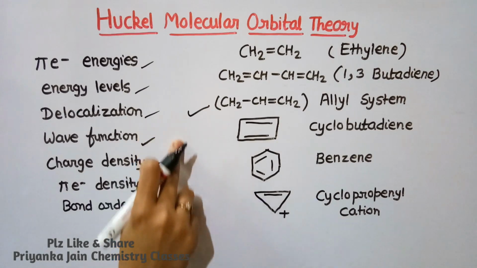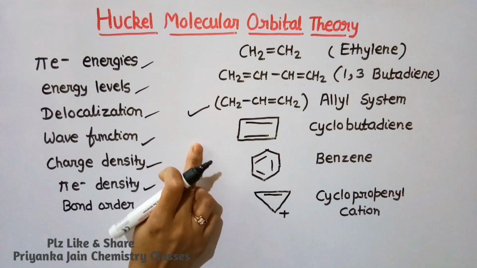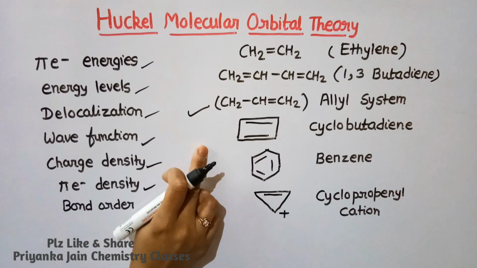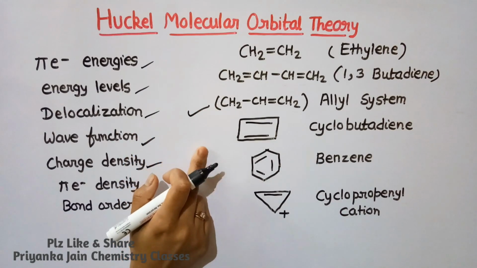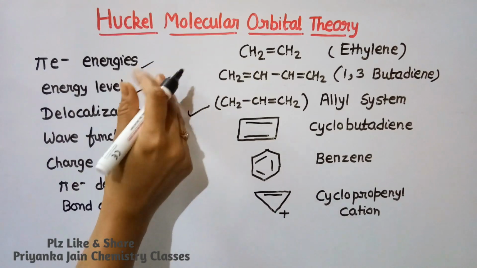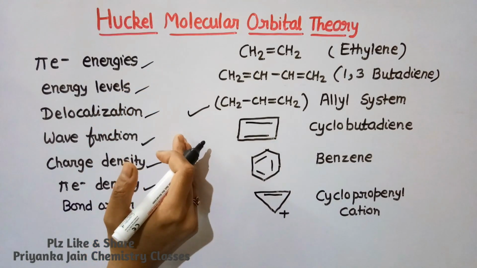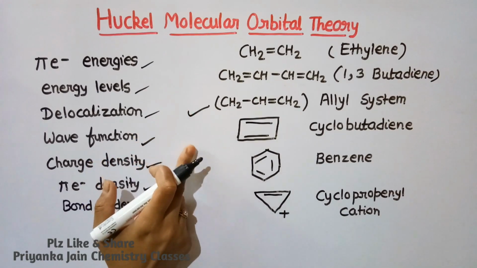Firstly we will see the basic concept behind it, because to know the concept is very necessary. And then we will see the short trick. There are two short-trick formulas for finding the pi electron energy levels, one for linear polyenes and one for cyclic polyenes. So we will discuss them also, but we should know the basic concept.